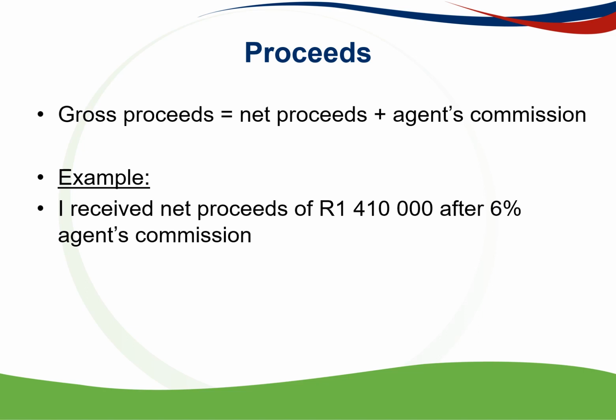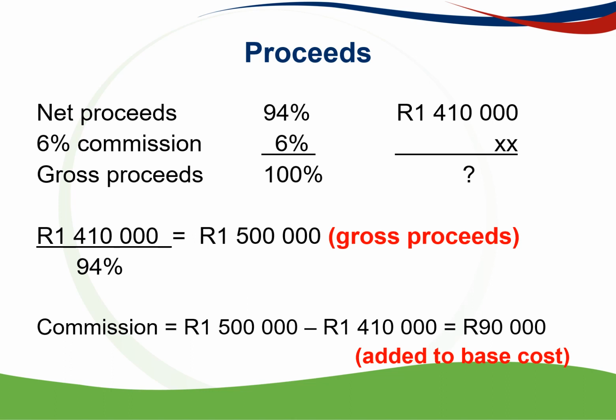So let's look at an example. I receive net proceeds of 1,410,000 Rand after 6% agent's commission has been deducted. So the net proceeds represent 94% of the 100% of gross proceeds, and the 94% is 1,410,000 Rand. The 6% agent's commission added together with it gives you the gross proceeds of 100%. So we have to calculate what the gross proceeds were.